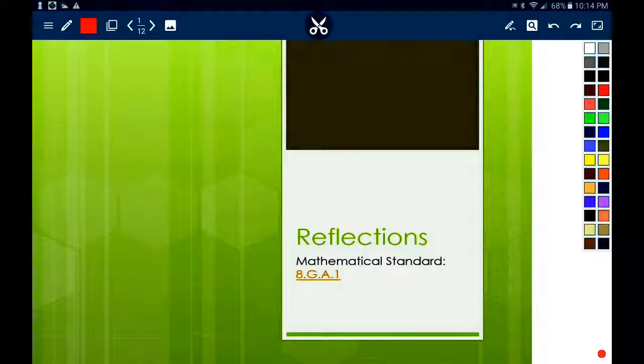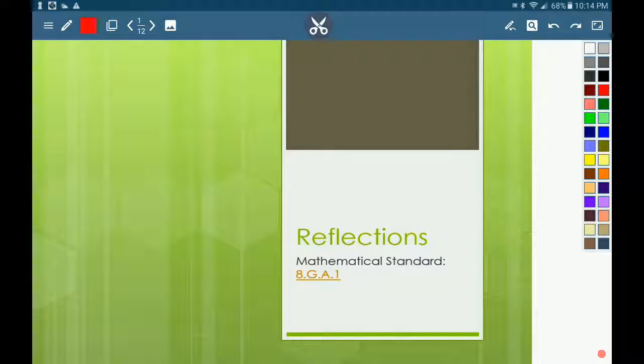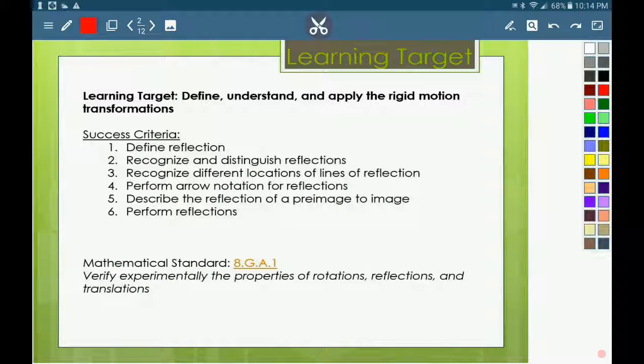We are talking about our second transformation today, which is reflections. Our learning target is still to define, understand, and apply the rigid motion transformations, so the transformations that don't change shape and size. Today we're going to focus on reflections.